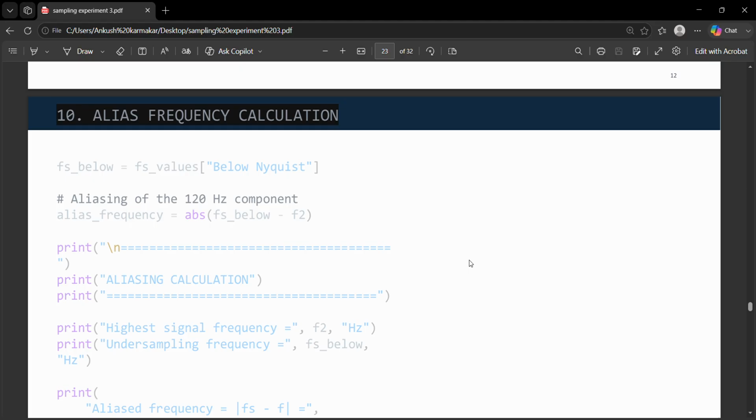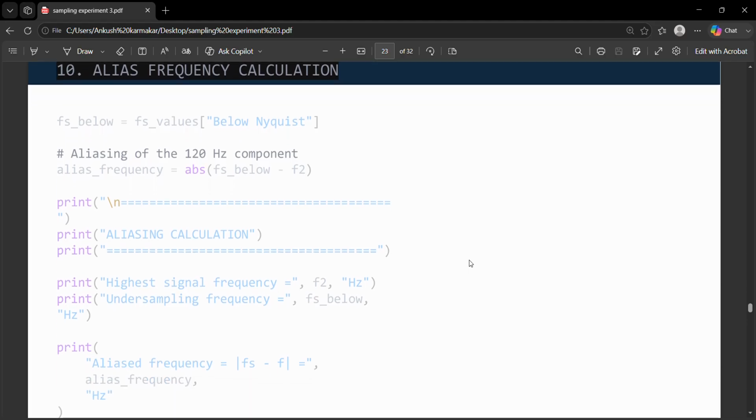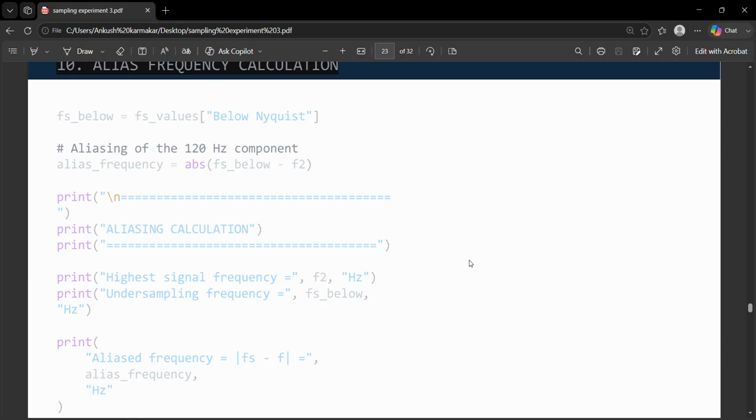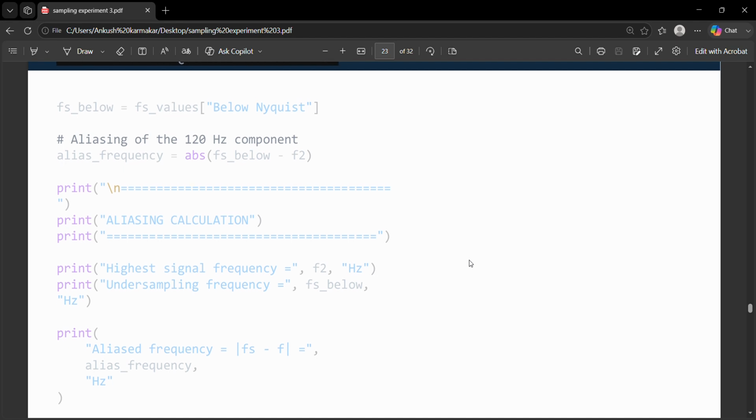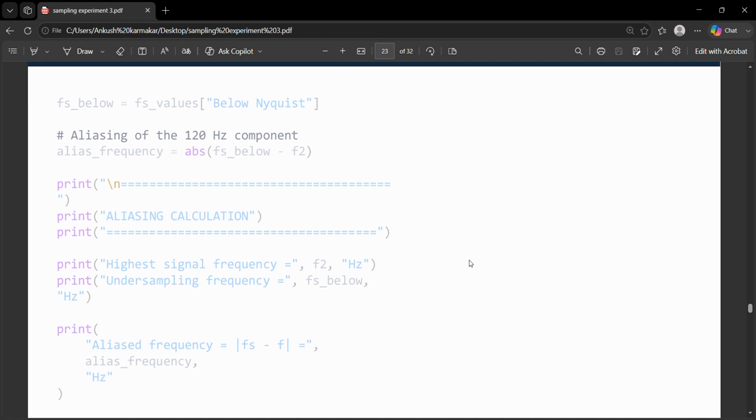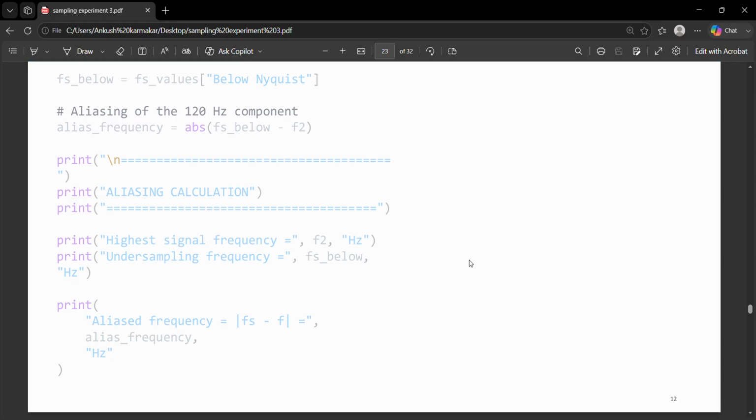Alias frequency calculation. This is the most important calculation for the undersampled case. The sampling frequency is 180 Hz and the signal component is 120 Hz. So the aliased frequency is the absolute value of 180 minus 120, equals 60 Hz. Therefore, the original 120 Hz component appears as a 60 Hz component after sampling. This demonstrates the main effect of aliasing.